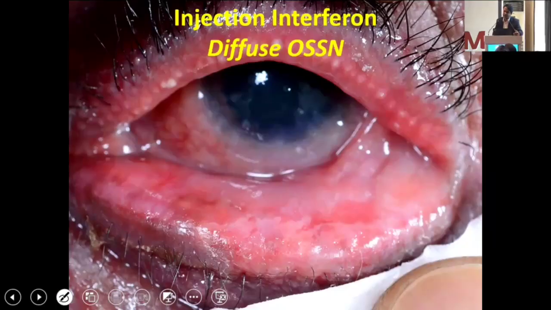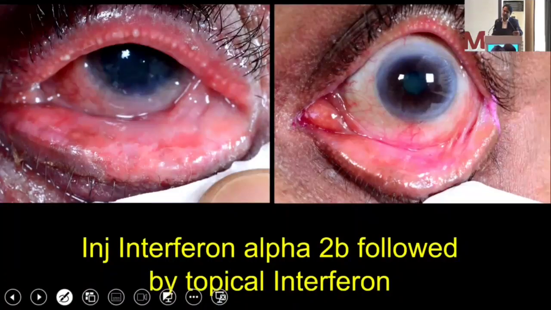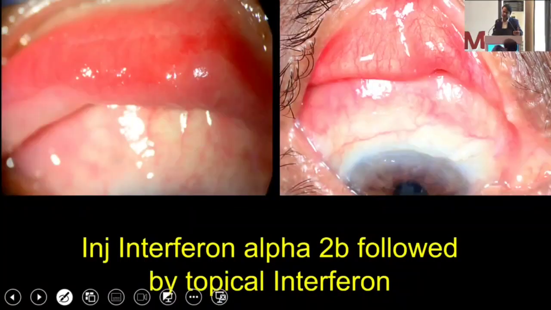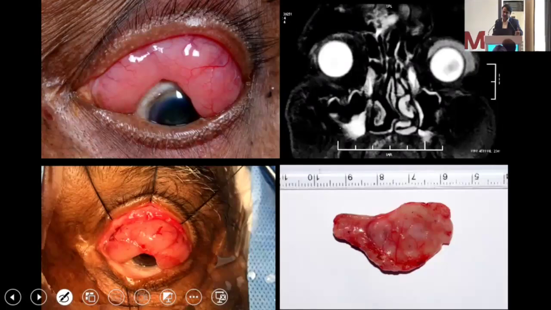About targeted therapy for patients who have diffuse OSSN, clearly exenterable, both the palpebral conjunctiva as well as the bulbar conjunctiva being involved. We can use injection interferon, 3 million international units, 3 to 6 injections followed by topical therapy and sometimes surgery. HIV positive patient, entire ocular surface being involved with OSSN and treated with injection interferon.